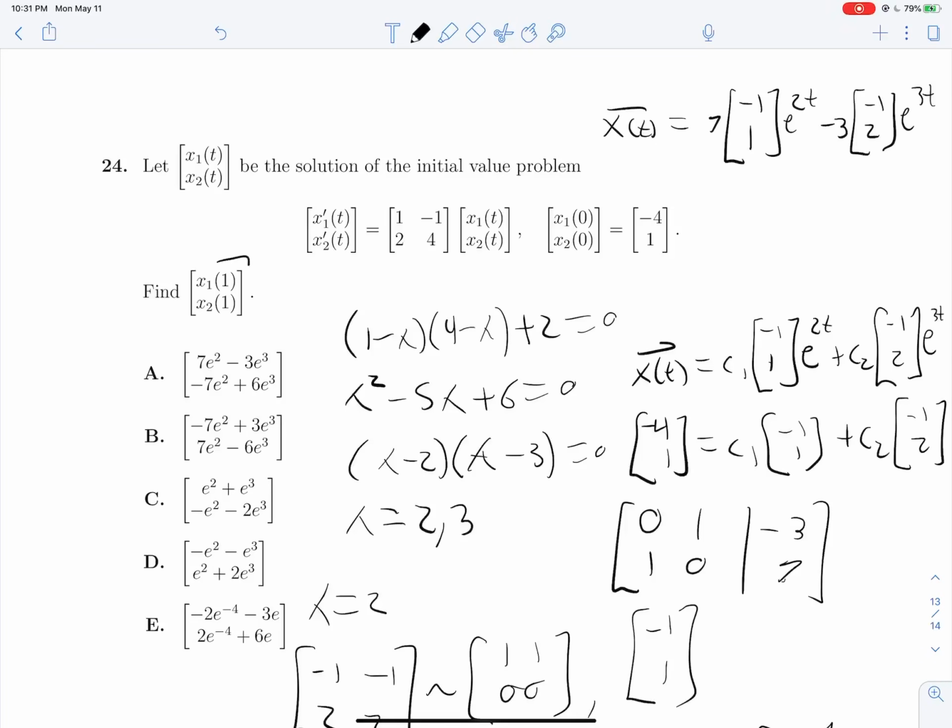We are finding x1 and x2 evaluated at 1. That will give us negative 7 e to the 2. So I'm getting b. Let's make sure that that checks out. Yep, 24 is b. So negative 7 e to the 2 plus 3 e to the 3, and then 7 e to the 2 minus 6 e to the 3. There's our answer. Perfect.